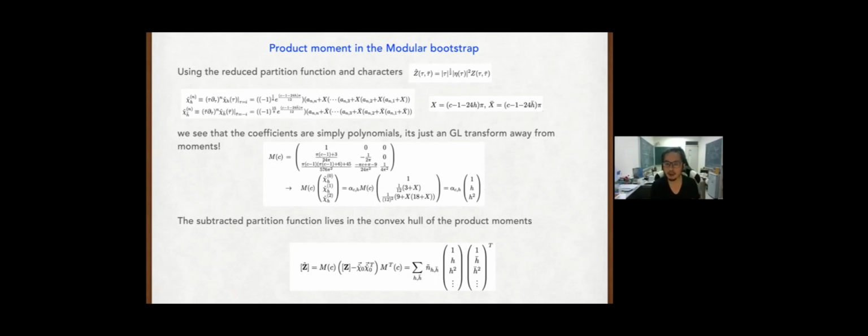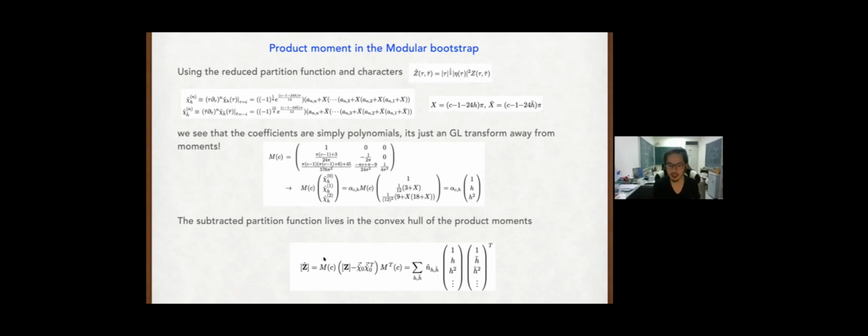The fact that it's a simple polynomial means that you can just take this GL transformation. So let's take a GL transformation. For example, I work out the 3×3 form. You act on this character expansion coefficient, you do a GL rotation and you just get a moment. So that's how the moment appears.